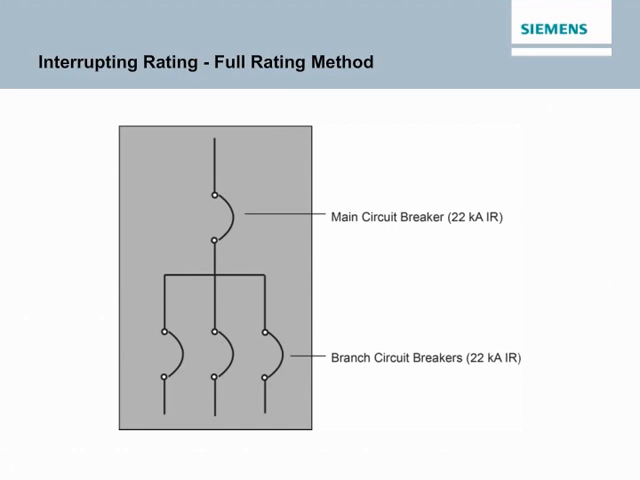In some residential applications, the available fault current may exceed 10,000 amperes. For example, in the case of a building with 22,000 amperes of fault current available at the service entrance, the full rating method, as shown in the accompanying example, requires every circuit breaker to have an interrupting rating of at least 22,000 amperes.